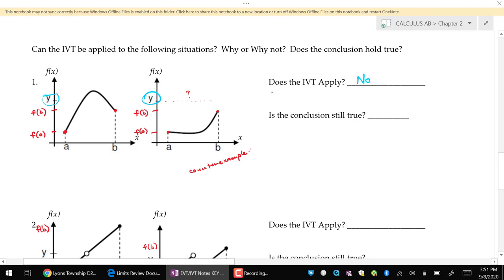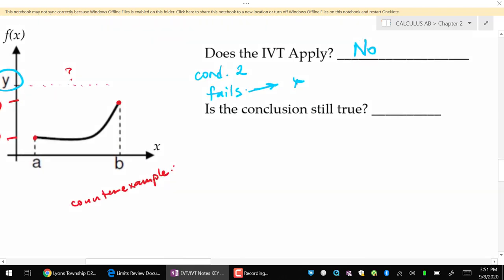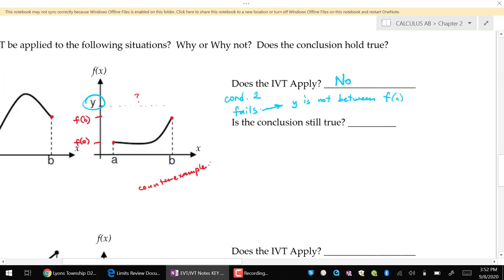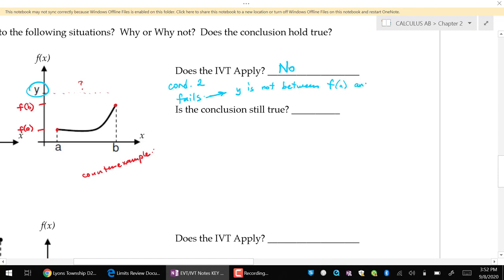And I'll say the condition number 2 fails because y is not between f of a and f of b.